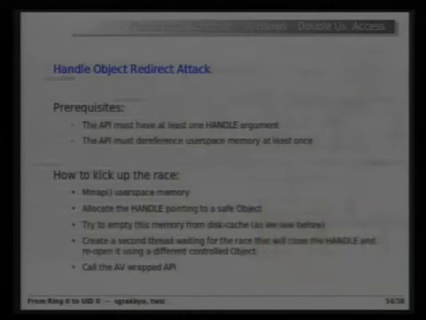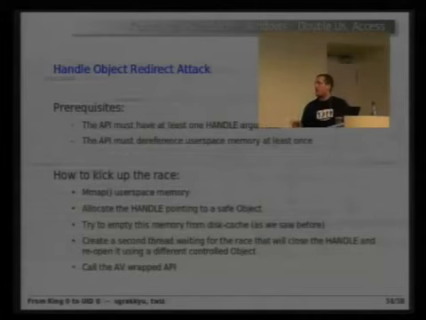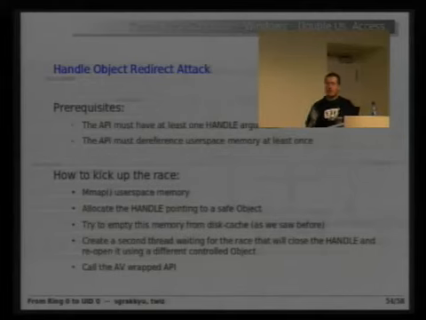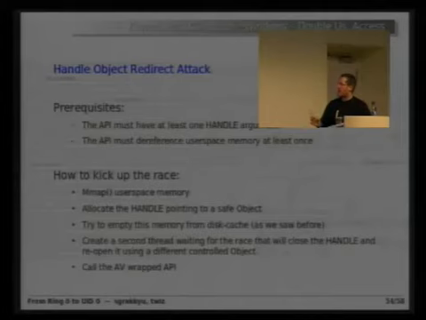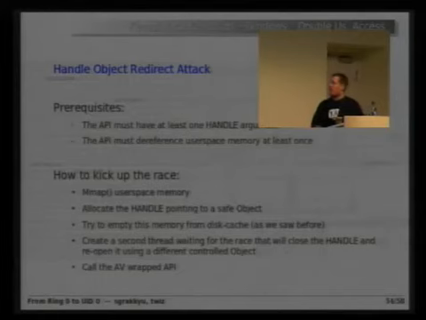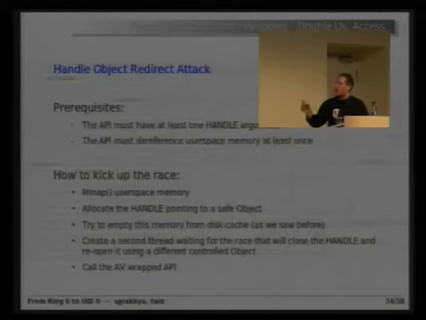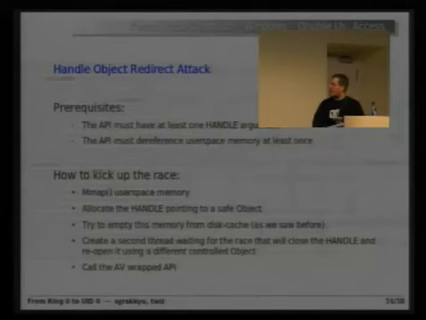Also in this example, we create a file mapping on Windows. For the user space memory, we must allocate a handle pointing to a safe object. By a safe object I mean an object that is not critical for the antivirus monitoring it. For example, we can open a registry key that is not monitored, that is not a critical key. We try to empty the memory from this cache to get the race.